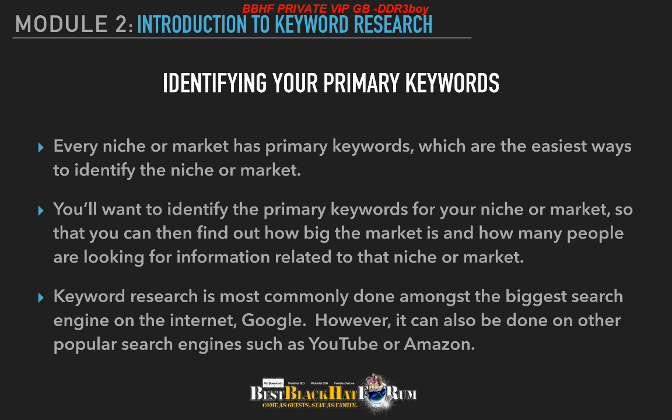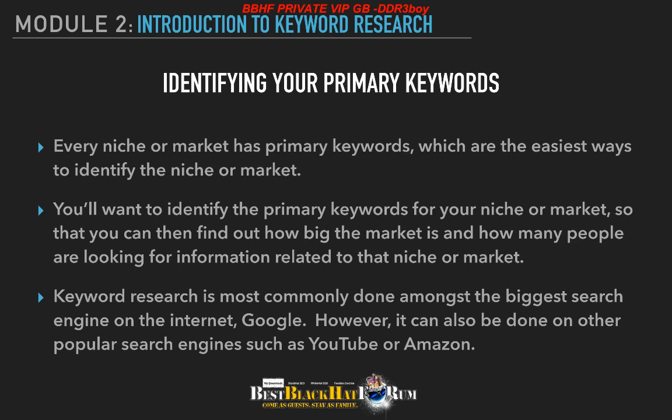And you'll want to identify the primary keywords for the niche and market so that you can then find out how big the market is and how many people are looking for information related to that niche or market. And I'm going to show you how to do that in this video. You don't want to pick a niche and market that nobody's looking for online, because then you're going to create a website and put all this work and effort in to then later on find out that there's nobody that's interested or looking for that online. So you always want to make sure there's a market available for whatever niche and market you want to get into. There's people that are looking for it before deciding to go in that direction.